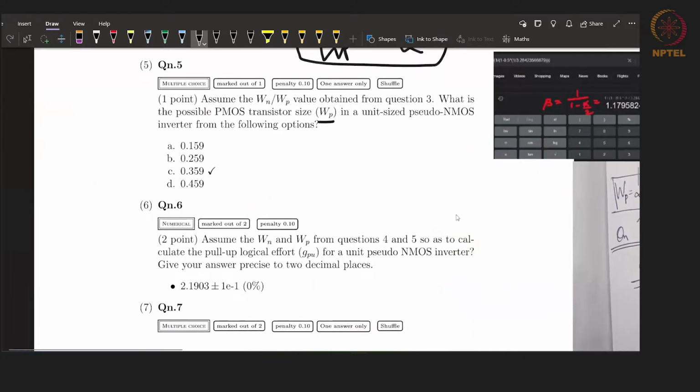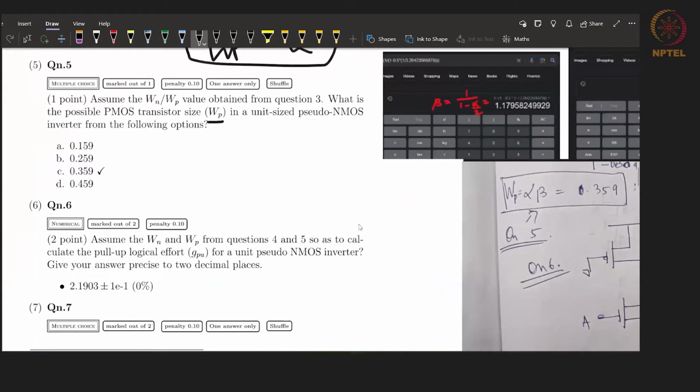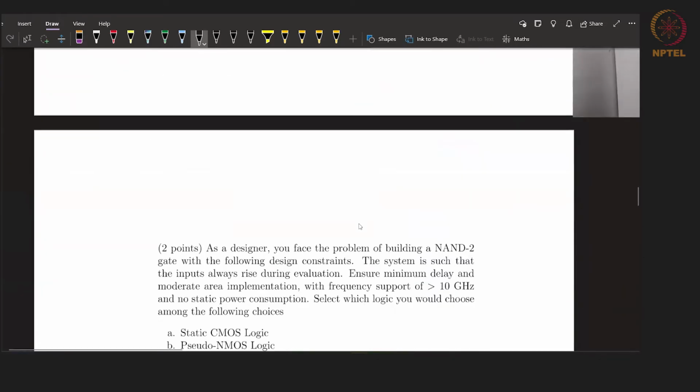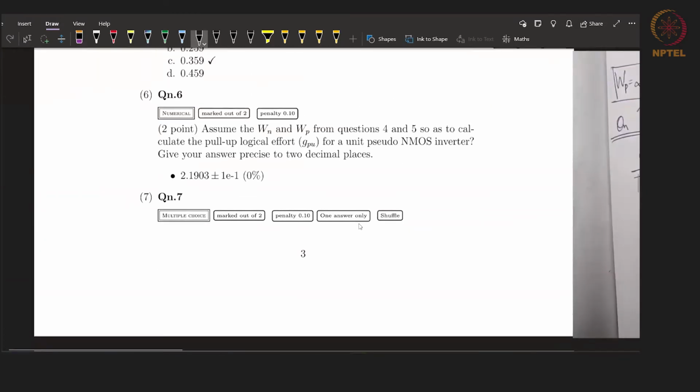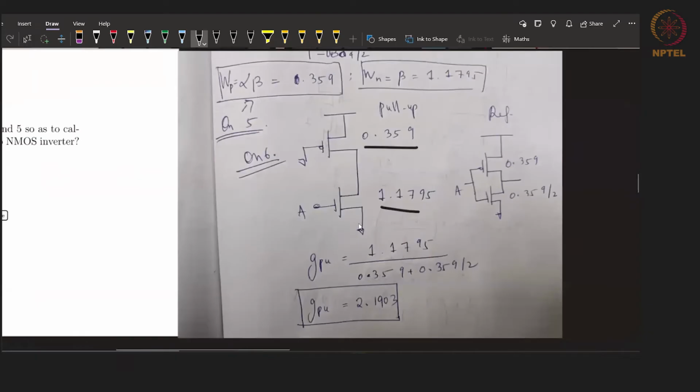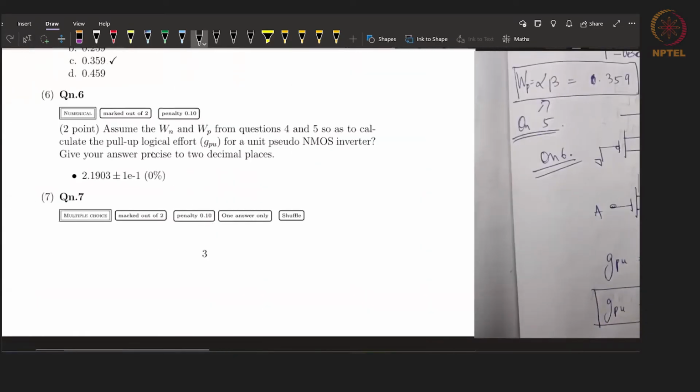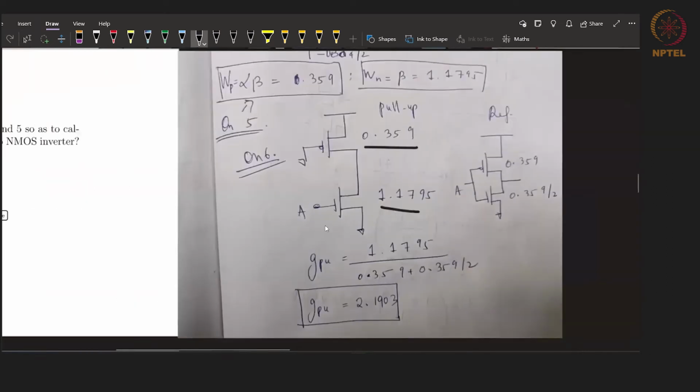Now, question number 6, assuming that W1 and W3 in question 4 and 5, calculate the pull-up logical effort. So, question number 6 at least, is to find the pull-up logical effort (GPU).